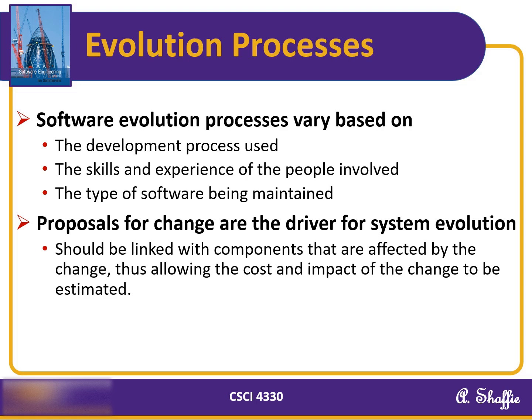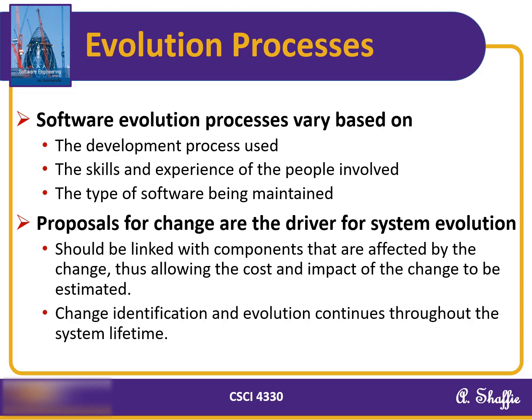A key driver of software evolution is proposals for change. These proposals must be linked to the specific components they impact. This linkage enables teams to estimate the costs and the impacts of the changes effectively. Understanding this helps prioritize changes and avoid unnecessary disruption to the system. Finally, change identification and evolution continues through the software's lifecycle.